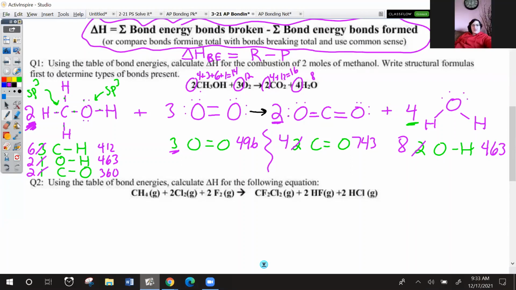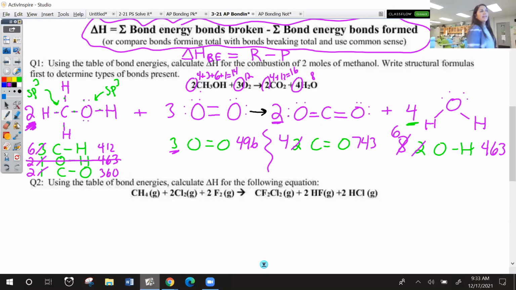OH bonds. Awesome. Two of the OH bonds right here, I can cross off and instead make this 6. It doesn't really make that much of a difference because you're just plugging it into your calculator anyway. So what are you putting into your calculator? Hopefully you're doing 6 times 412 plus 2 times 360 plus 3 times 496.